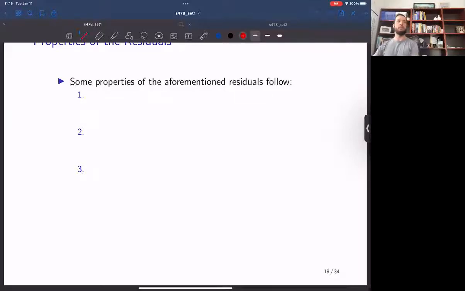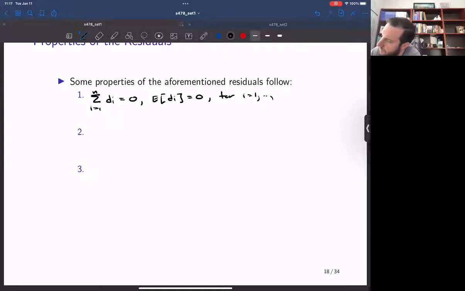Okay, so starting with the standardized residual, first off, we can write that the sum of these residuals is also going to be equal to 0, which is consistent with the standard residual. It makes sense because these are simply scaled standard residuals. So the sum of the di for i equals 1 to n will be equal to 0. We can also show that the expected value of the di will be equal to 0. And we can show that the variance of di is equal to 1, or rather, 1 over n times the sum of the variance of the di is equal to 1.